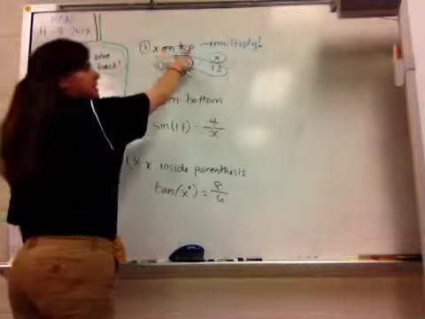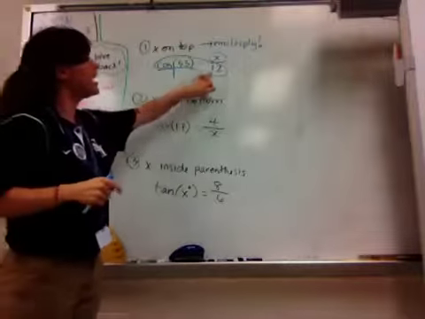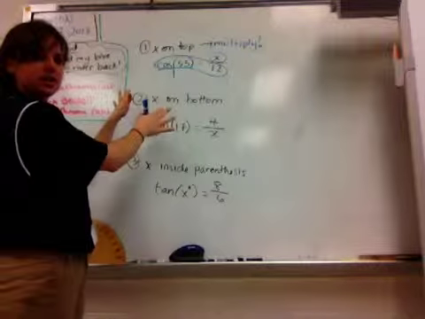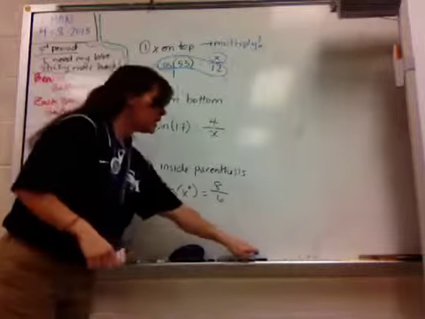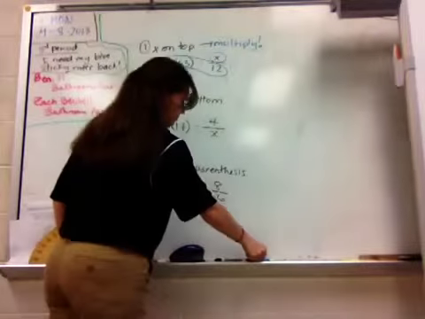So if x is on the top, you are going to multiply cosine of 53 times 12. Okay? So I'm going to leave that one there because we already talked about it. We already saw that example. Let's move on to number 2 and let's look at something new here.